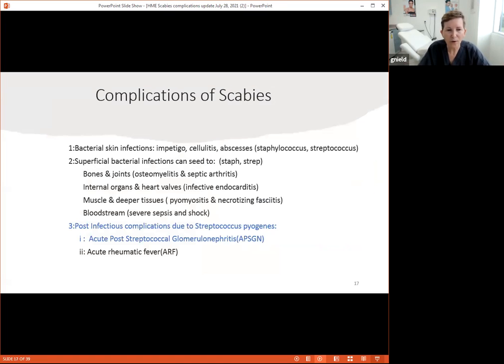So now we're on to the final two topics, which I think are important. And these are post-infectious complications due to Streptococcus pyogenes. And we're going to first discuss acute post-streptococcal glomerulonephritis.